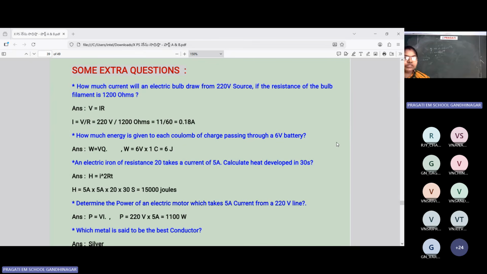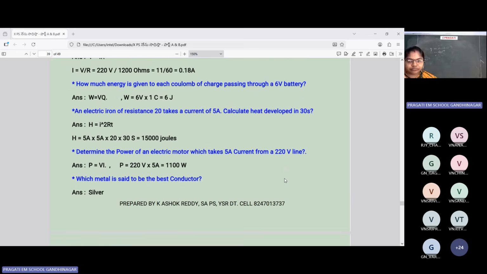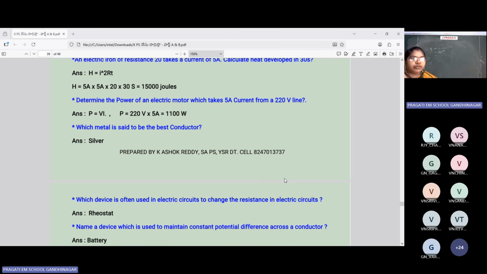An electric iron of resistance 20 ohms takes a current of 5 amperes. Calculate the heat developed in 30 seconds. Yes, this is a problem related to the Joule's heating. H is equal to I square RT. So I is 5, R is equal to 20, T is equal to 30 seconds. Okay, do the calculation. Determine the power of an electric motor which takes 5 amperes current from a 220 volt line. Already we did it.